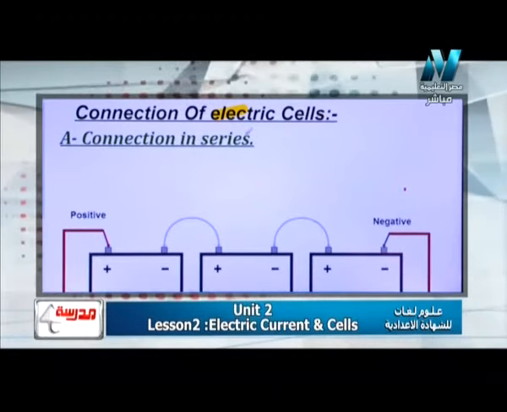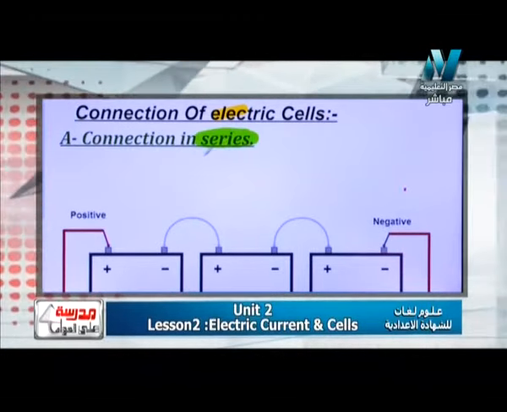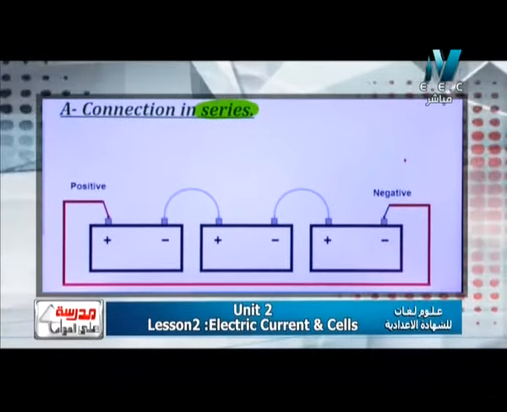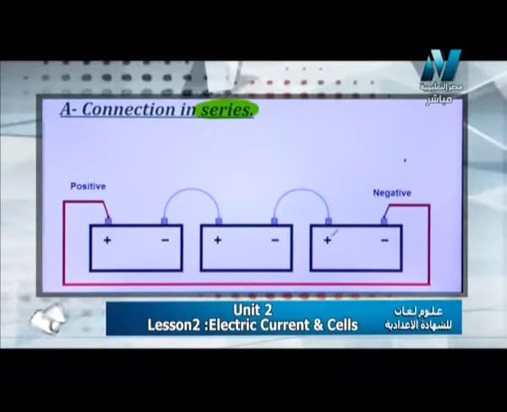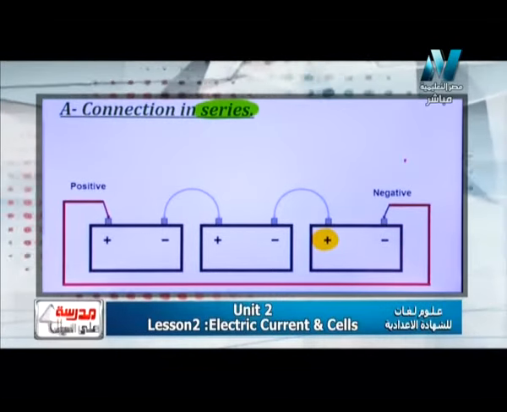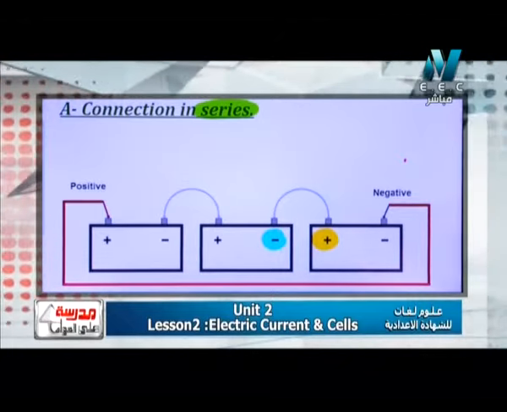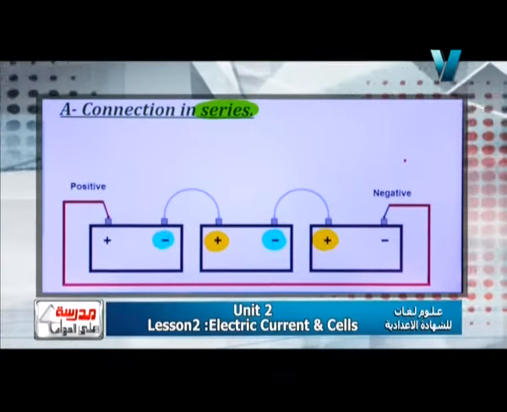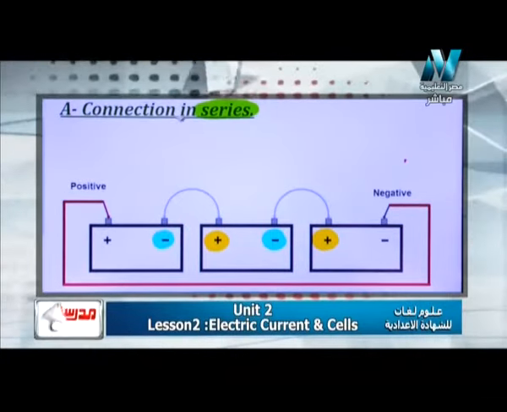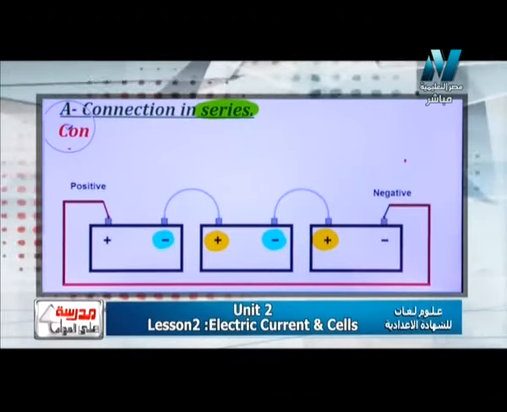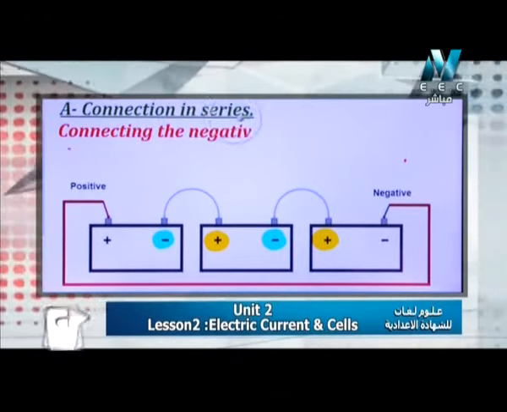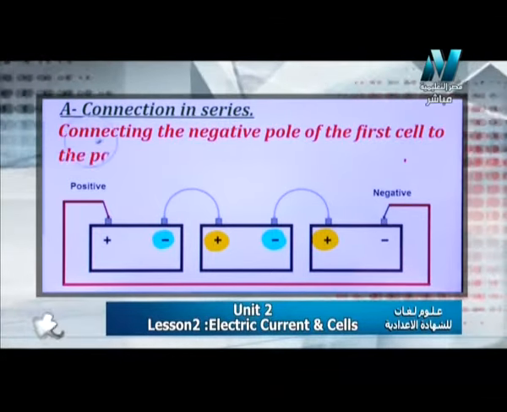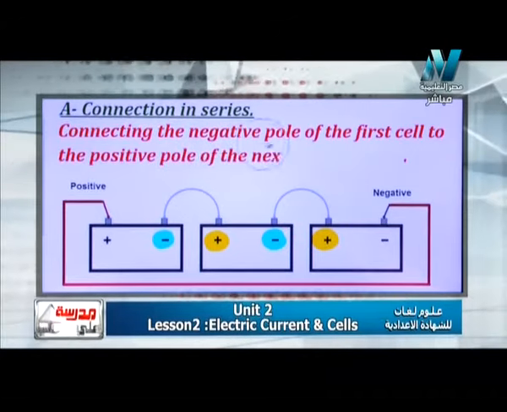Connection in series, as you see here, electric cells are connected in series. Each positive pole is connected with the next negative pole, and so on. So what is meant by connection in series? I will say: connecting the negative pole of the first cell to the positive pole of the next cell, and so on.